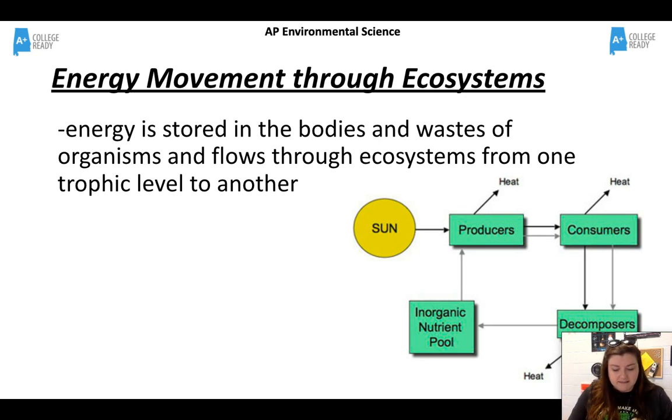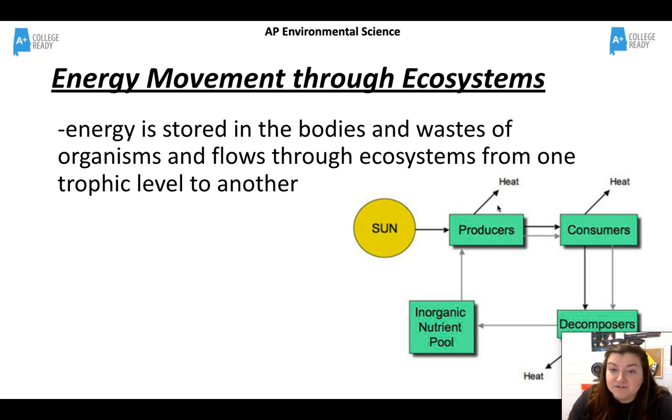All right. Energy movement through ecosystems. Energy is stored in the bodies and wastes of organisms and flows through ecosystems from one trophic level to another. So hopefully by this point in our science career, we know that all the energy on Earth, all of it, comes from the sun, right?